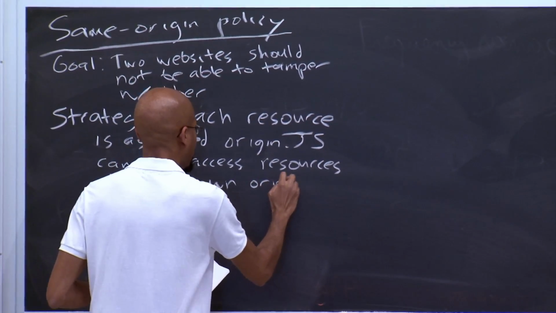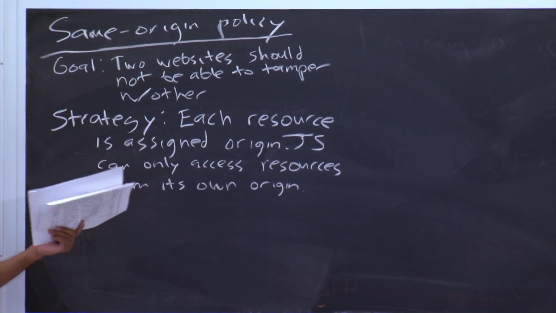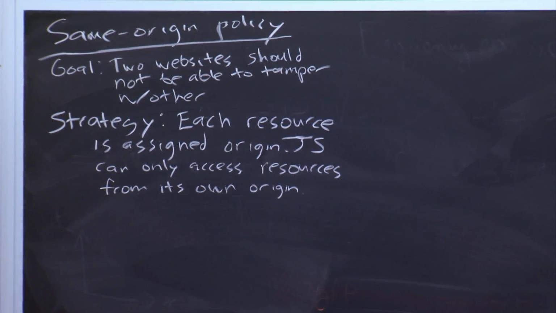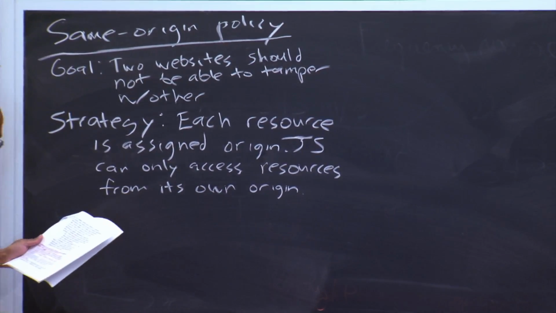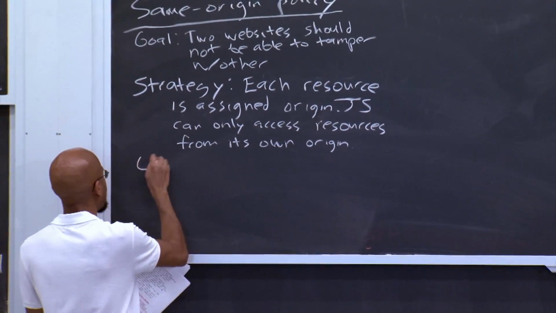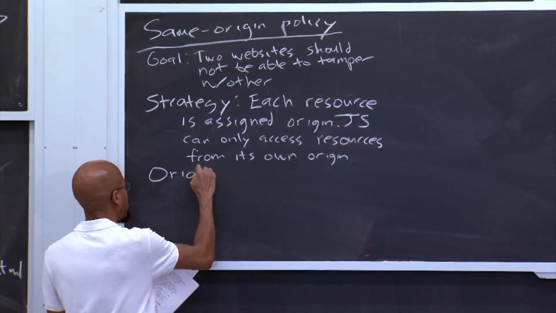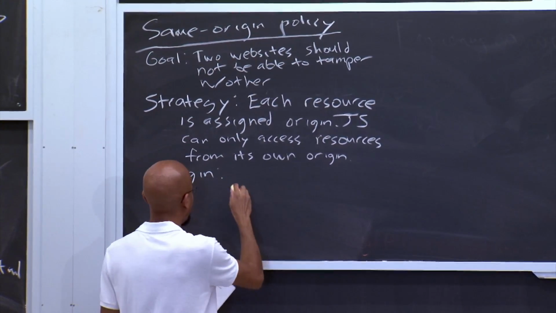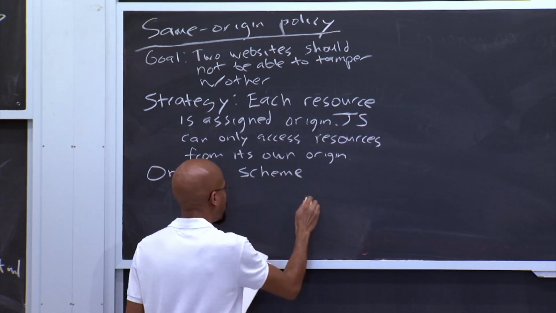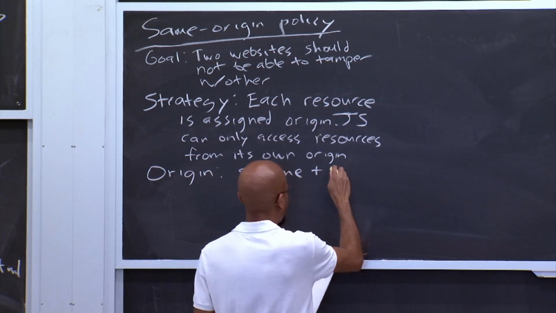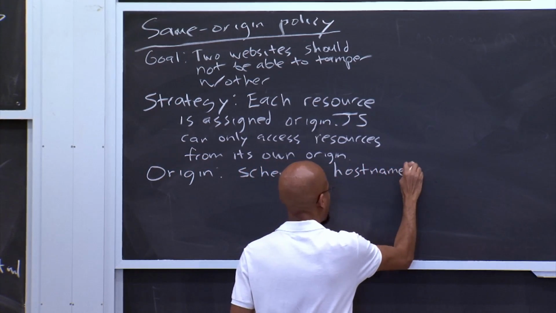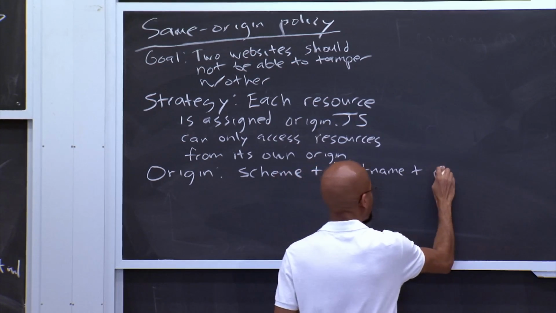This is the high-level strategy the same origin policy uses, but the devil's in the details. There's just a ton of exceptions, which we're going to look into in a second. But first of all, before we proceed, let's define what an origin is. An origin is basically network protocol scheme plus host name plus port.